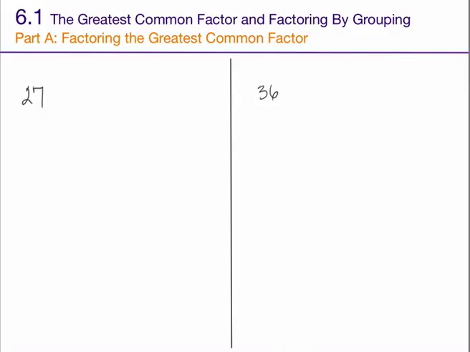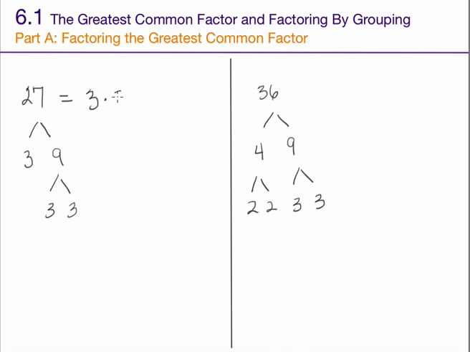Let's compare these two numbers. What factors do they have in common? It may be difficult to tell at this point, but we have a technique for determining what all the prime factors of a number are. Let's start with that. I can write 27 as 3 times 3 times 3.